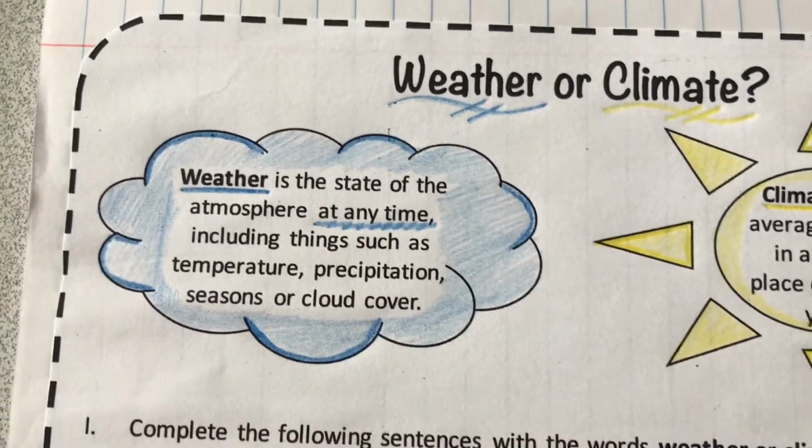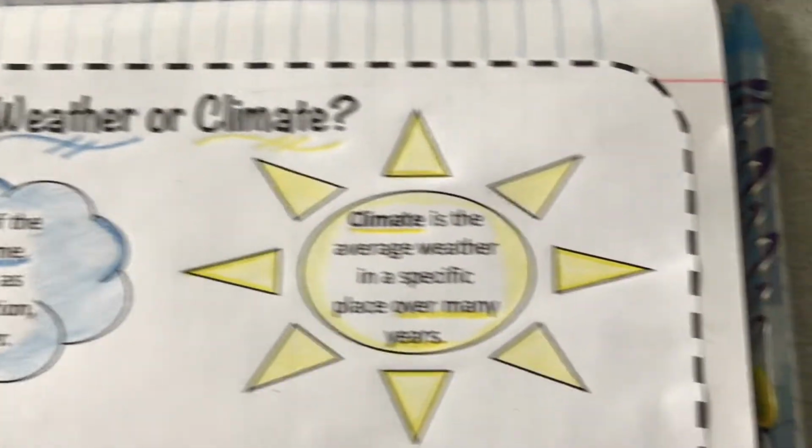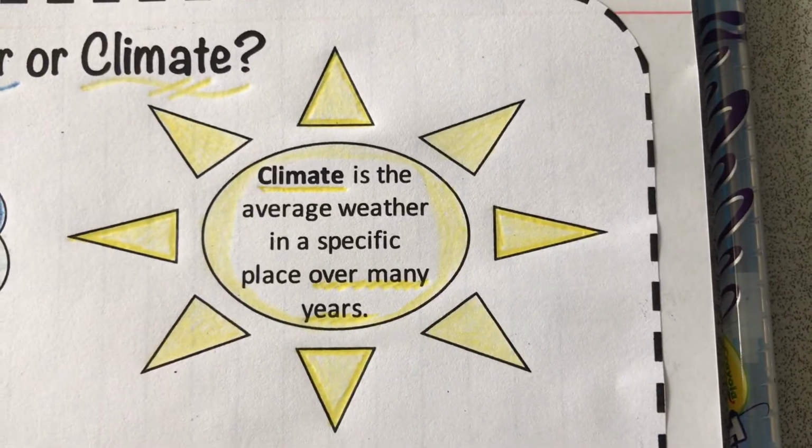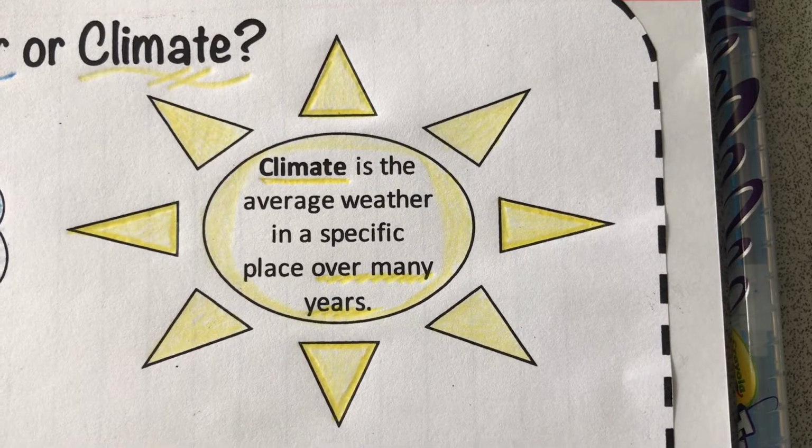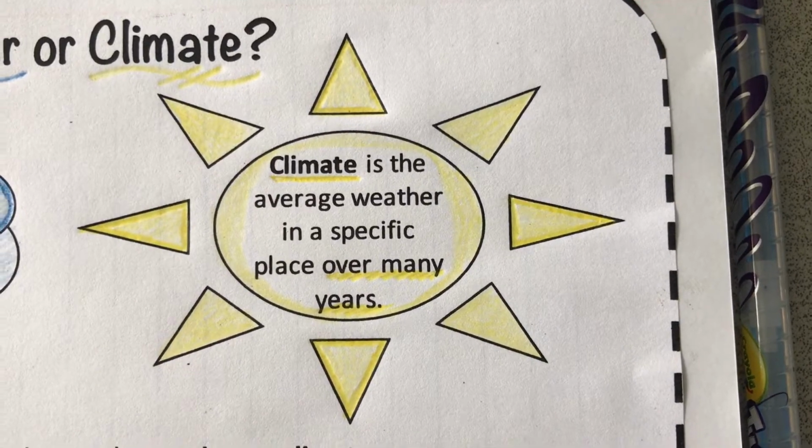Then if we take our yellow and if we take a look over at climate, we will notice that climate is the average weather in a specific place over many, many years.